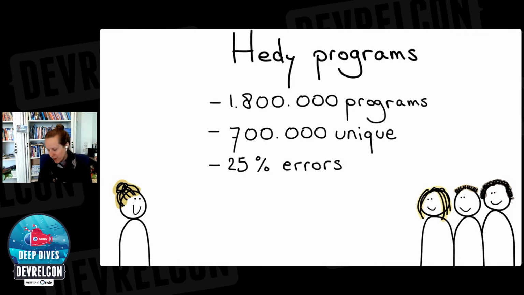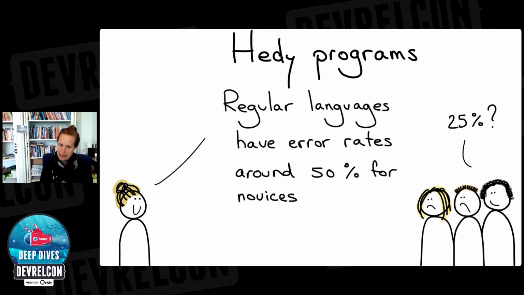And 25% of the programs that were run on our server contain an error. So that's a syntax error or a different type of error, like a variable that isn't properly defined. And you might say, oh, well, 25%, that sounds like a lot. Well, it is a lot. However, regular programming languages, by which we mean Python or Java, that are used for novice programmers, tend to have error rates that are around 50%. And that can go up to 75% for the weakest performing students. So then 3 out of 4 programs have an error. So 25% is actually quite good.